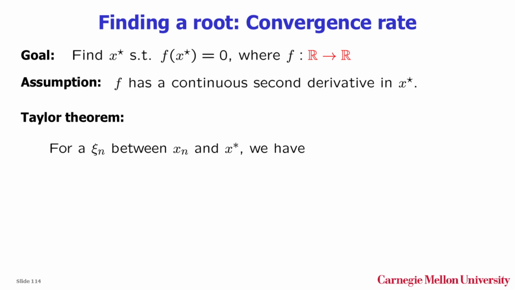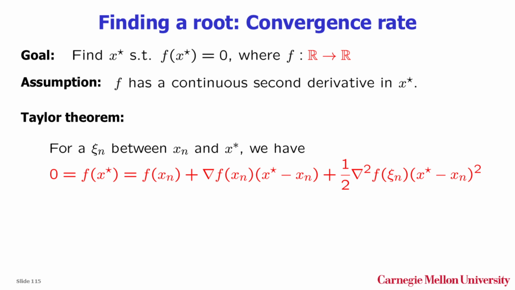By Taylor's theorem, for some psi n between xn and x star, we have that f of x star equals f of xn plus the derivative of f at xn times x star minus xn plus 1/2 times the second derivative of f at psi n times x star minus xn squared. This last term is the remainder in the Taylor expansion.